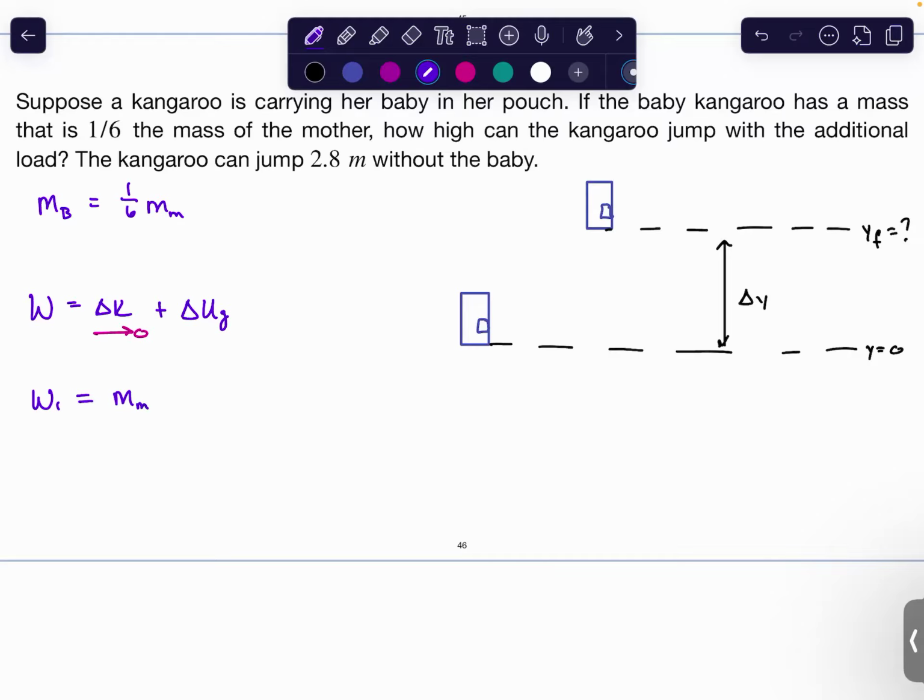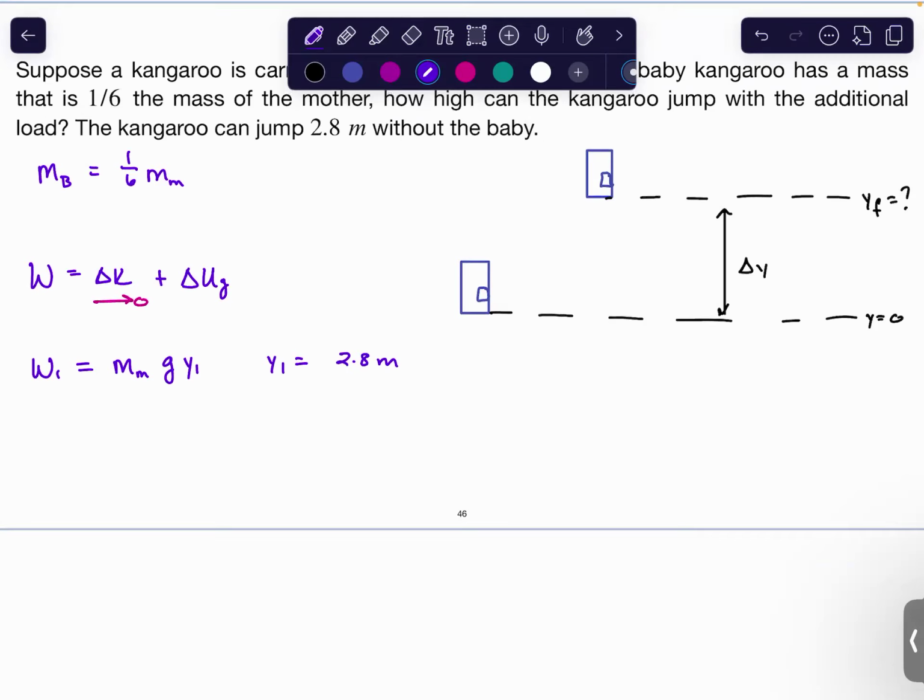That's the mass of the mother, g, y1. The y1 is 2.8 meters. Let's just call it mass 2 right now. We don't know y2. So here's the thing. Are those two amounts of work the same? No.